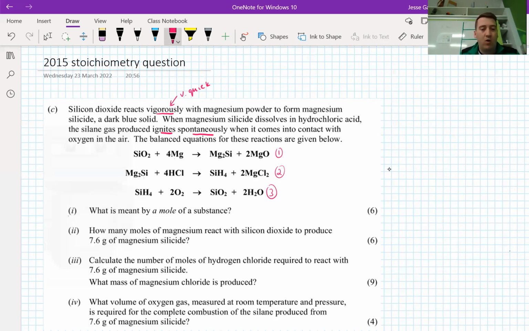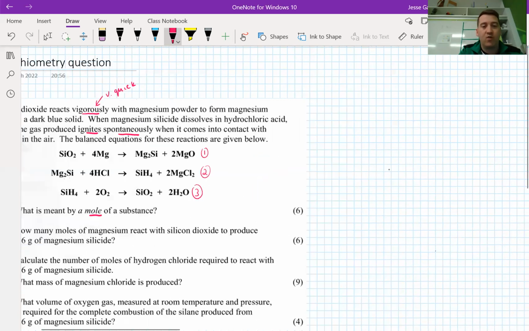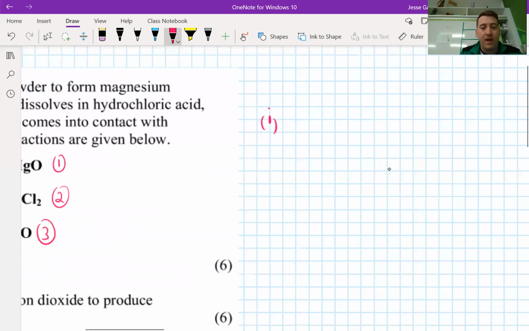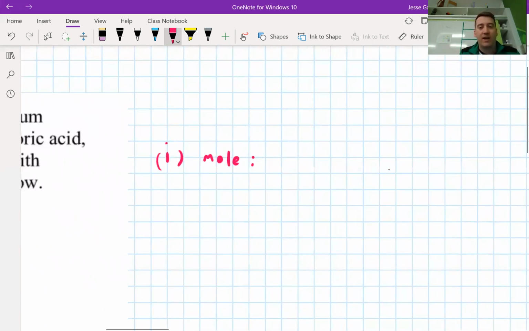We're going to jump into part 1. First of all, it says, what is meant by a mole of a substance? So this is a very straightforward definition. Again, what are definitions in chemistry? They are not your opinion. They are very specific facts, and they have to be written about in very specific ways. So there's no other way around this other than you guys should be practicing learning these.